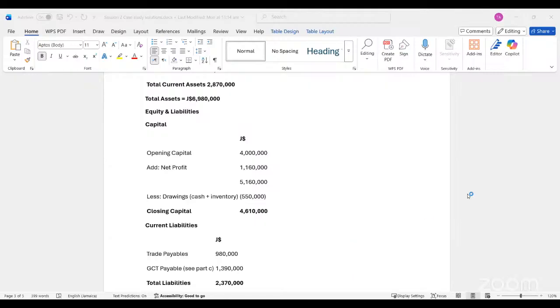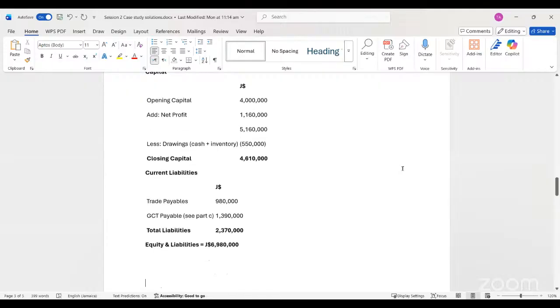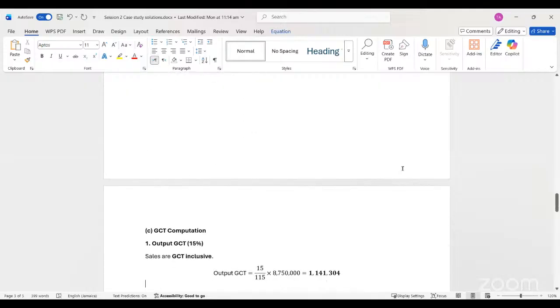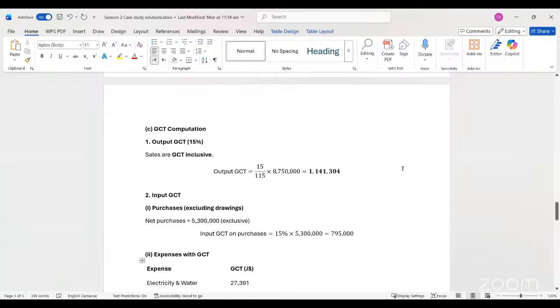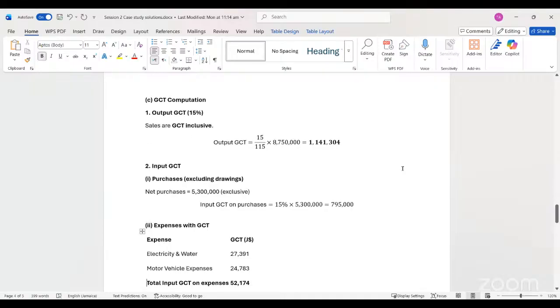All right. So returning to my screen, these people are saying that that is the amount to balance it out. So let's see if these are the workings you all did. The sales tax that you all got was 1,141,304. The purchases, the input GCT you all had was 795,000.